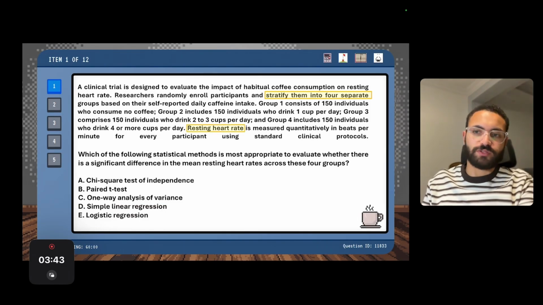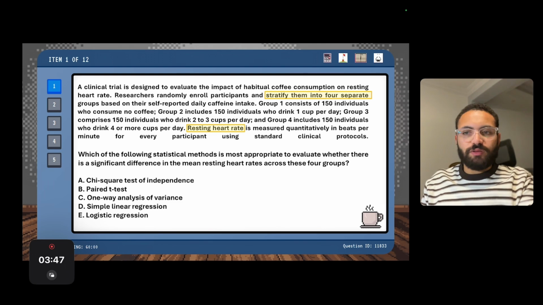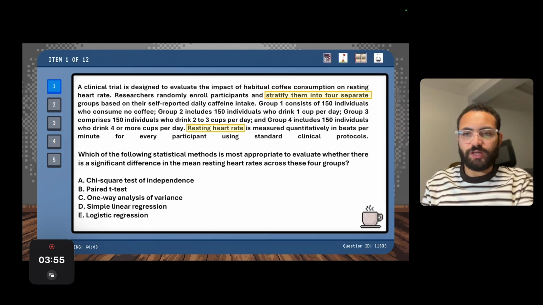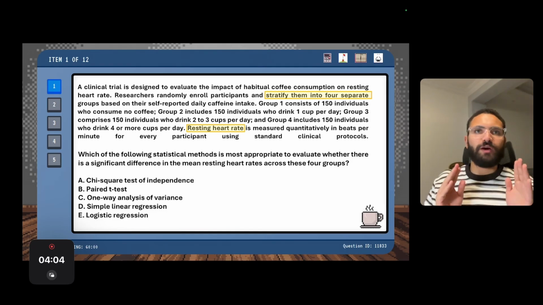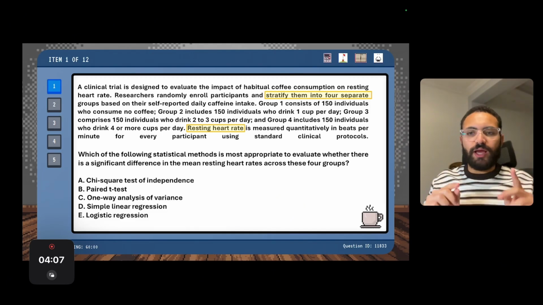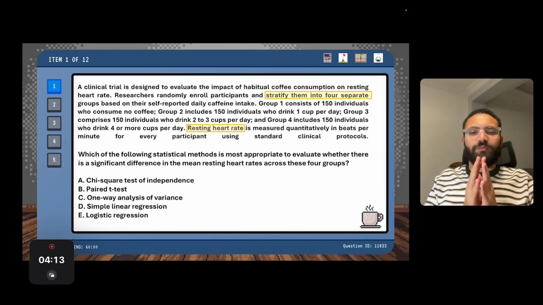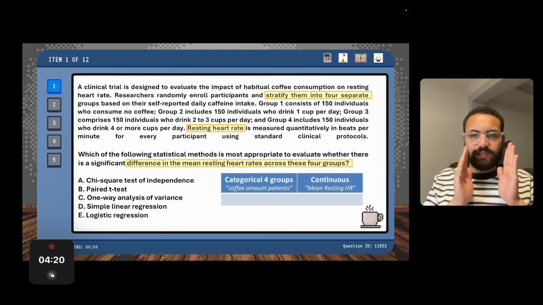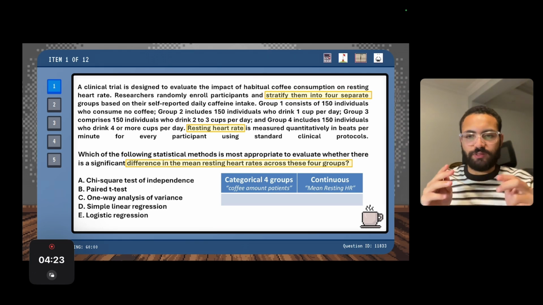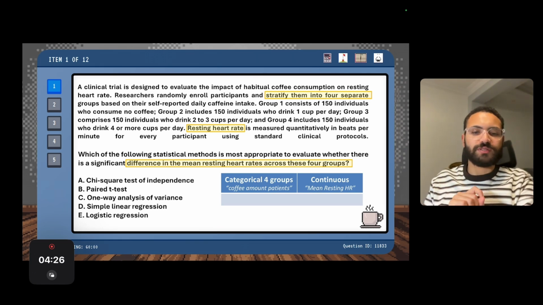So going to our cases, this is a clinical trial that's designed to evaluate the impact of habitual coffee consumption on resting heart rate. Stratify them into four separate groups according to their daily caffeine intake. Resting heart rate is measured quantitatively in beats per minute for every participant using the standard clinical protocol. What is the statistical method that we are going to use? So now we are going to do a 2 times 2 table and try to know. Here he is measuring the resting heart rate, and then it will be divided according to their four groups. Then we are dealing with a categorical four groups and the continuous or quantitative data, which is the mean resting heart rate. So we're going to use the one way analysis of variance or the one way ANOVA.